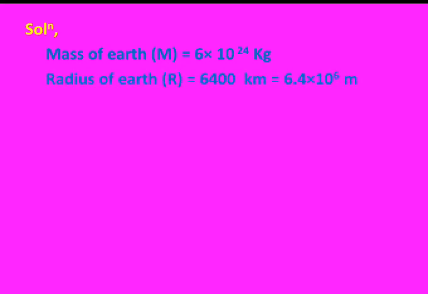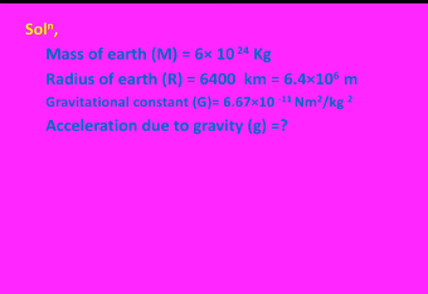Solution. Mass of Earth, capital M, equals 6 × 10^24 kilogram. Radius of Earth, capital R, equals 6400 kilometer, equals 6.4 × 10^6 meter. Gravitational constant, capital G, equals 6.67 × 10^-11 Newton meter square per kg square. Acceleration due to gravity, small g, equals what?